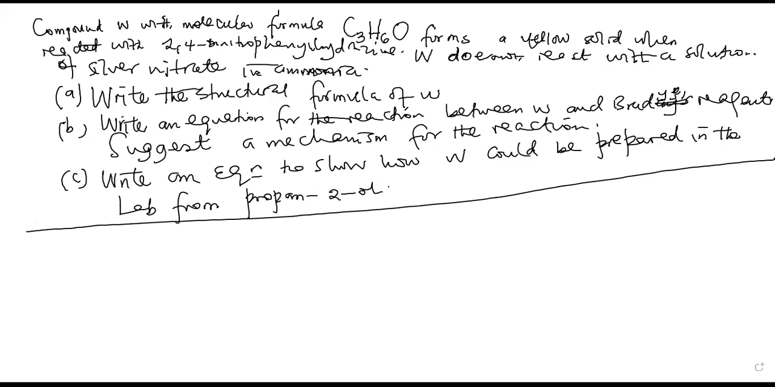So they have given us a compound. I've told you that since it does not react with the ammoniacal silver nitrate, it means that it can't be an aldehyde, then it is a ketone. So a case where you're having it as a ketone, then our compound would be, since there are three carbons, CH3, C double bond O, CH3. That is our ketone.